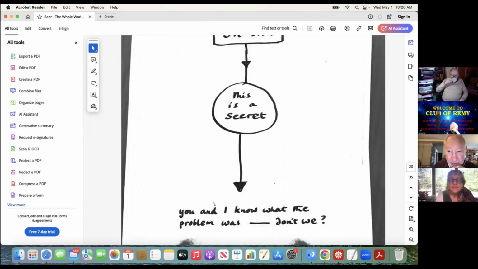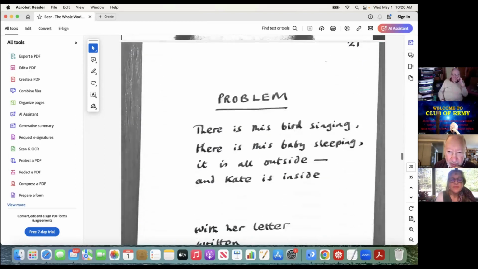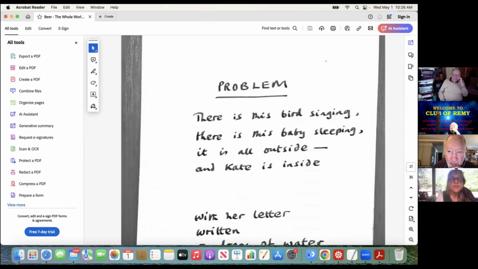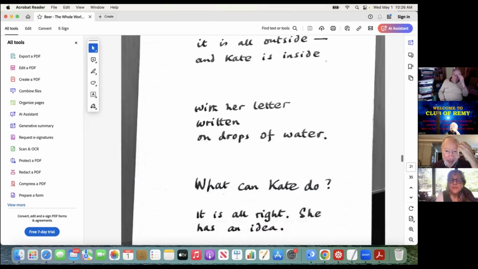This is a secret. Some diagrams are occurring here. You and I know what the problem was, don't we? The problem is this bird singing. Here is this baby sleeping. It's all outside, and Kate is inside with her letter written on drops of water. What can Kate do?